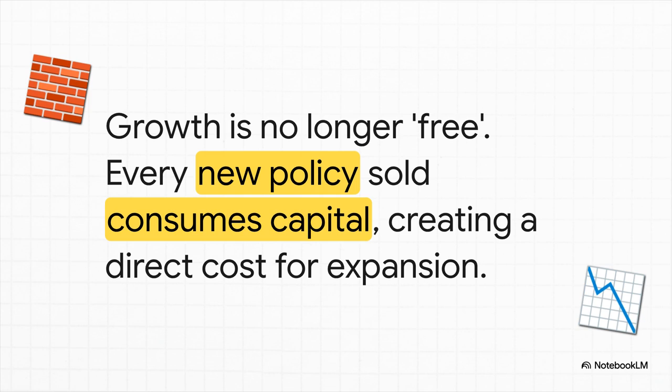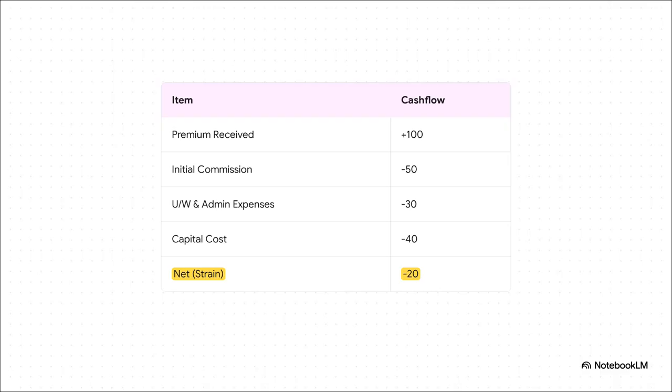Every new piece of business you write creates what we call capital strain. And that means you have to carve off a piece of your company's limited capital pool to back the new risk you just took on. Let's break down this new business strain with a quick example. So you get $100 in premium, which is great. But right away, cash flies out the door for commission and expenses.